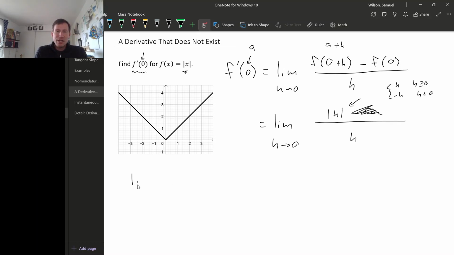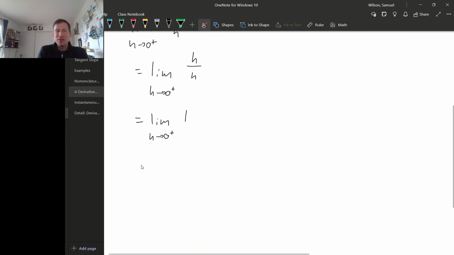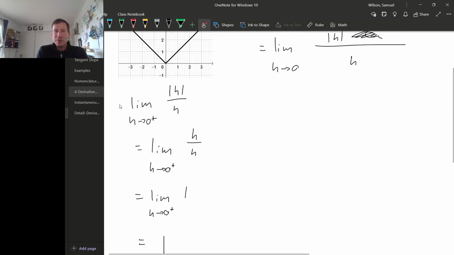So let's do the limit as h goes to 0 from the right of absolute value of h over h. So in this case, since we're taking the limit from the right, h is positive because it's to the right of 0. And when h is positive, the absolute value of h is just h. And now we have h over h. Now we can simplify this. It's just 1. And the limit of 1 is 1. So the limit from the right is plus 1.